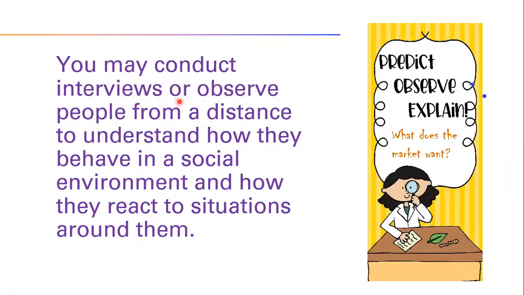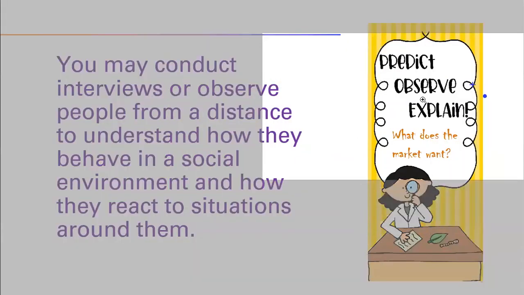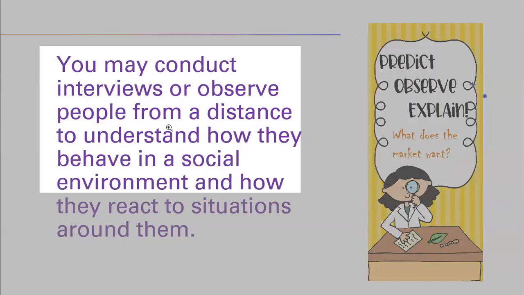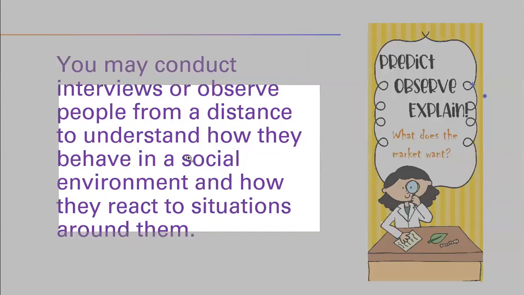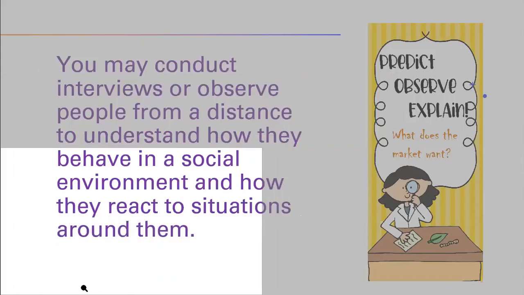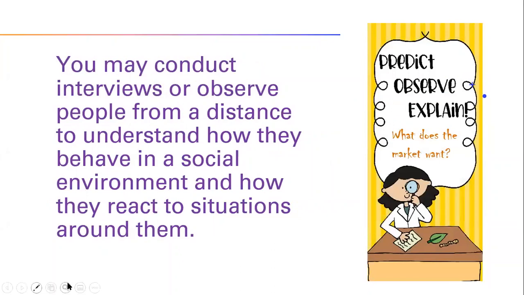You may conduct interviews or observe people from a distance to understand how they behave in a social environment and how they react to situations around them. And I want you to go to the right here. Here, on the right, it says predict, observe, explain. And I include this extra information. What does the market want? So when you analyze the qualitative situation of a market, you can understand why they behave that way. You can understand many things about your market.